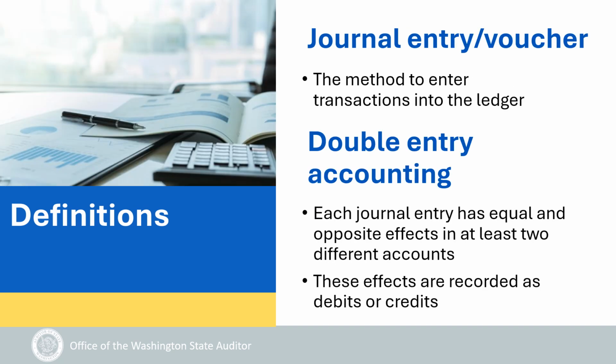Transactions get entered into the ledgers via journal entry, sometimes also called journal voucher. The journal entry is just the transaction information translated to a specific accounting format. We'll practice that later. We use what we call double entry accounting, which means every single journal entry impacts at least 2 different accounts. The journal entry has equal and opposite effects on those 2 accounts, which are recorded as debits and credits. Said another way, the journal entry debits must equal the credits.